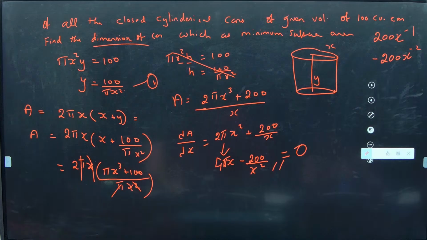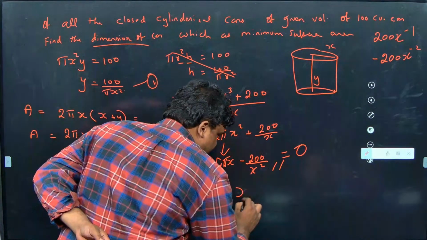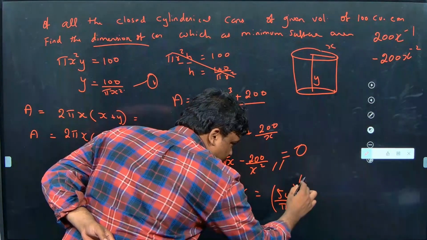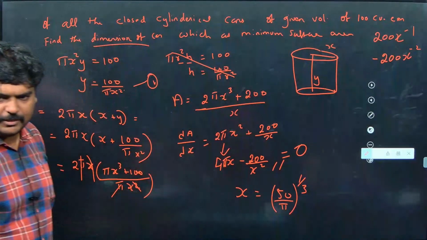The x value you got is cube root of 50 by pi. So guys, after doing this, you might have got the x value as 50 by pi to the power of 1 by 3. That is the cube root. Correct?